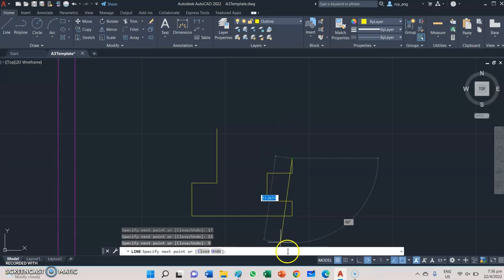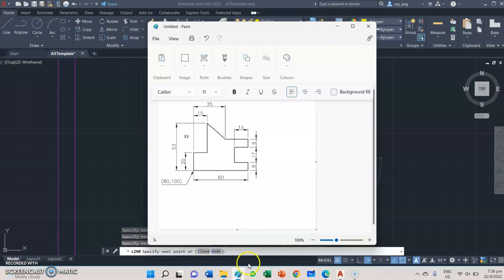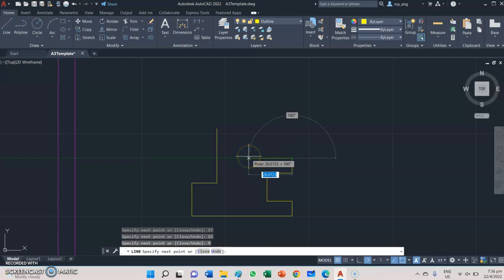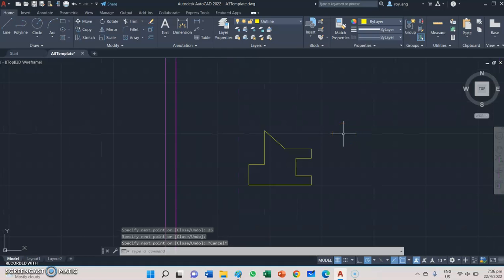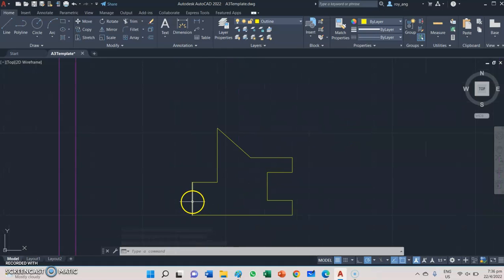But this distance is not known, so I have to go back to my paintbrush. You can see that the distance from here to here is not given. So you need to make a deduction that it is 60, which is this distance here, minus 35, which gives you 25. Then it's 25. Enter. And then you can just snap back to here, the green dot. Press escape to get out of the command, and this is one of the diagrams that you completed using the absolute Cartesian coordinates.